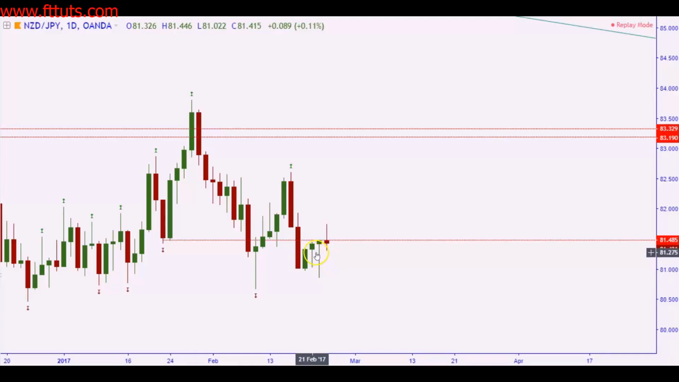But at this point, I would be looking to get into the market now, because we came back to this fractal that we broke. Now the market was a little sloppy here. Even if I move it down to this fractal level, we're pretty much in that zone here. So what I'm going to do is place my entry order right here.